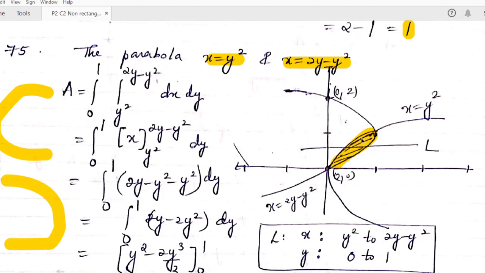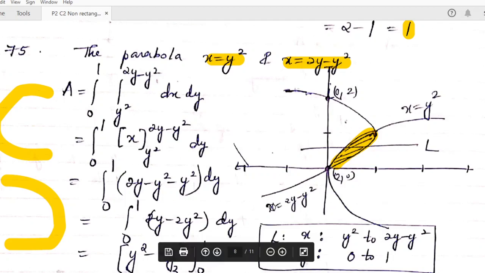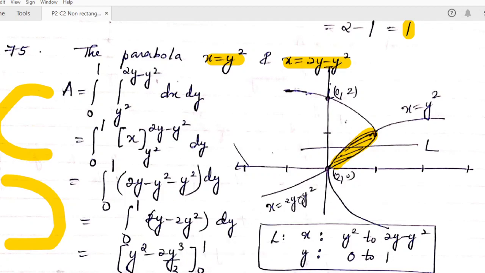So I will discuss one more time how it is coming. Like you put x equal to y square in this equation. So you'll be getting 2y minus 2y square equal to 0. From this, you get two values of y. One is y is equal to 0 and another is y equal to 1.